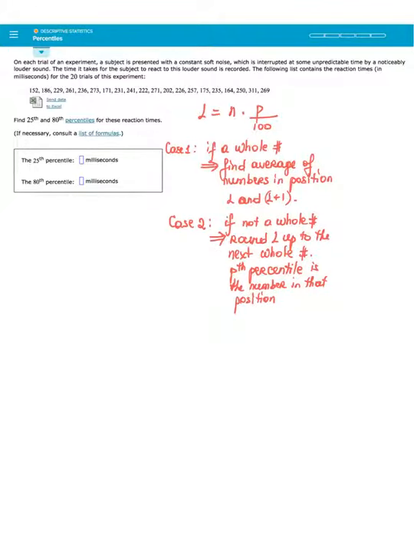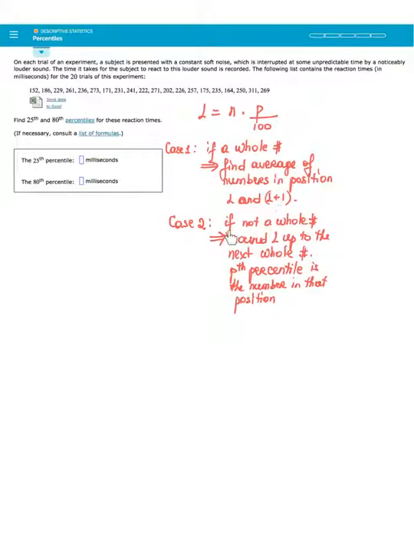First, we compute the product of n, the sample size, with the quotient of p over 100, where p is the percentile we are computing. This quantity will be called L, as it's called in our textbook. L will represent the position in our data set when data are arranged in order from least to greatest. If the quantity is a whole number, we find the average of the numbers in position L and the next position, L plus 1. Then that average will be our quantity for that percentile.